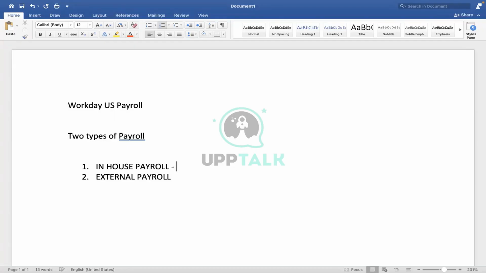In-house payroll is nothing but having all the data within Workday to make it simple. We can run the payroll within Workday itself and also send the tax-related documents to vendors or tax processors. Generate the pay slips in Workday and also generate tax or financial documents. Everything will be generated within Workday itself. In-house payroll.